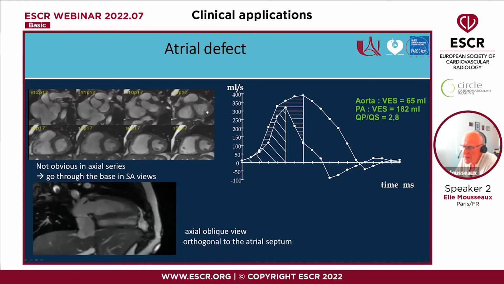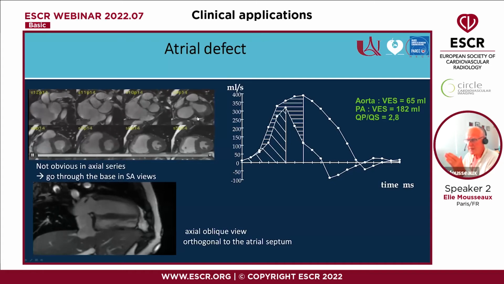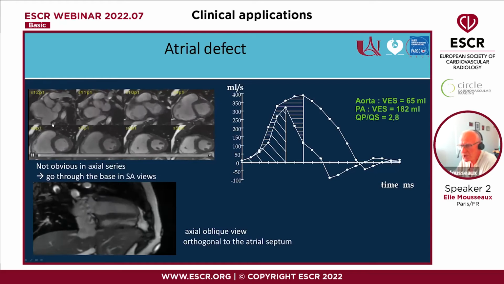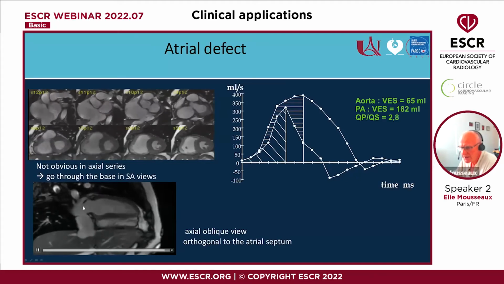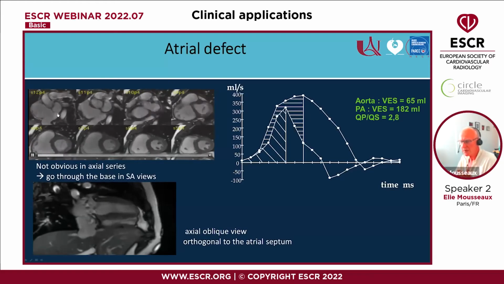So we are using the small axis view, as illustrated here, and you are doing short axis, and you must go up until you have the septal visualization. And as you can see here, there is a communication between the two. By scanning in another way, in this orthogonal view, I can describe here the septal defect at the inferior part of the septum. We call it the inferior sinus venosus.